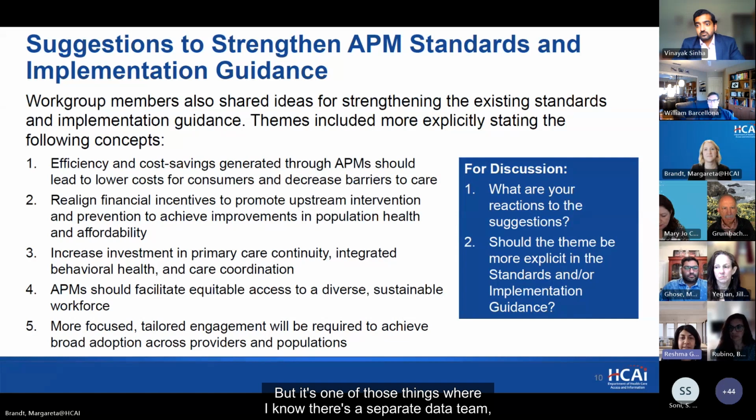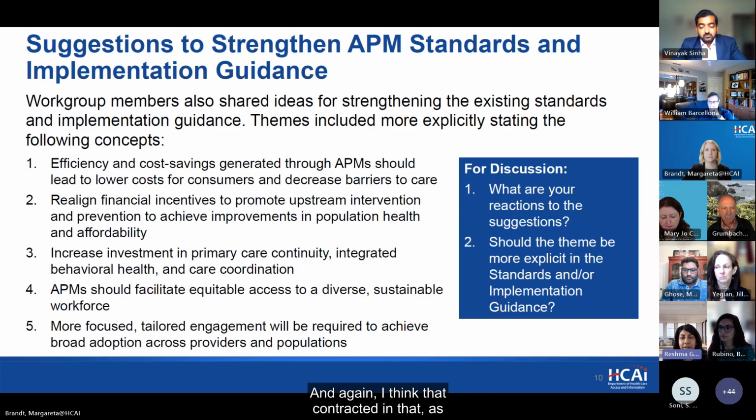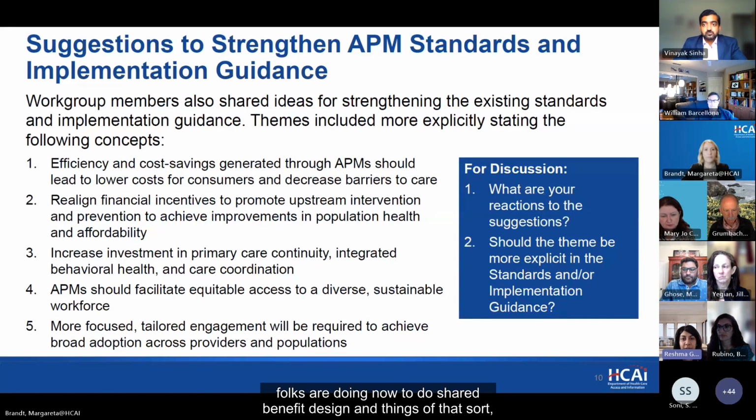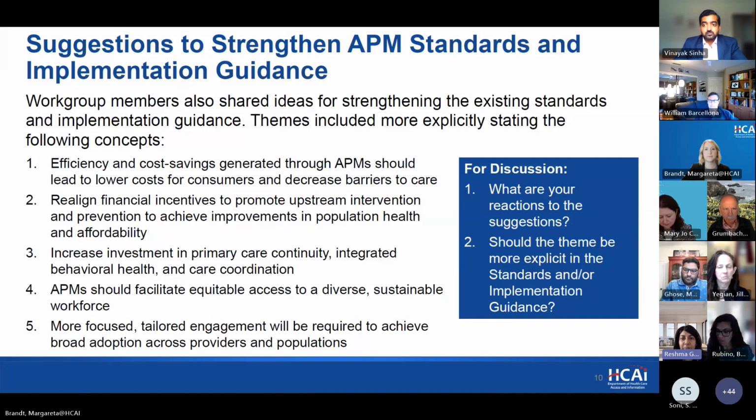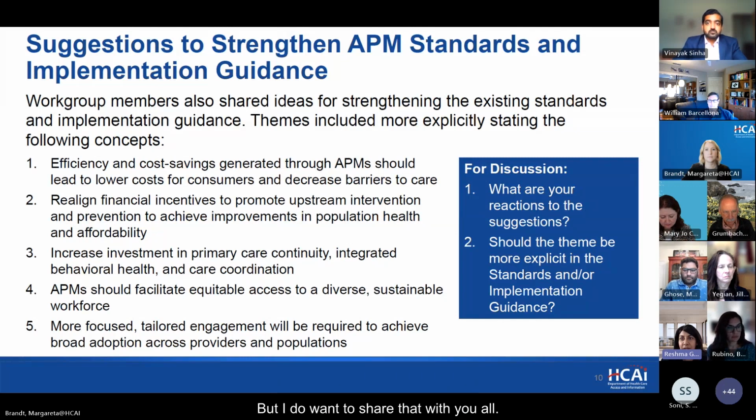But it's one of those things where I know there's a separate data team. And so we may not have vision on it, but HCA actually does have vision on what some of that data is available, but it is at that payer and health system level. And where those opportunities get defined, I think there's a lot out there about where to look around low value care. There's not a lot out there about where to look for out-of-pocket costs. And again, as we said, that shared work that folks are doing now to do shared benefit design and things of that sort, I think really helps. But there's still a gap on all sides around where the opportunities are. So I'm going to share a link where some of that happens, but it's coming from a health system perspective. And I think there's a lot more opportunities with that shared benefit design that are not in this, but I do want to share that with you all.